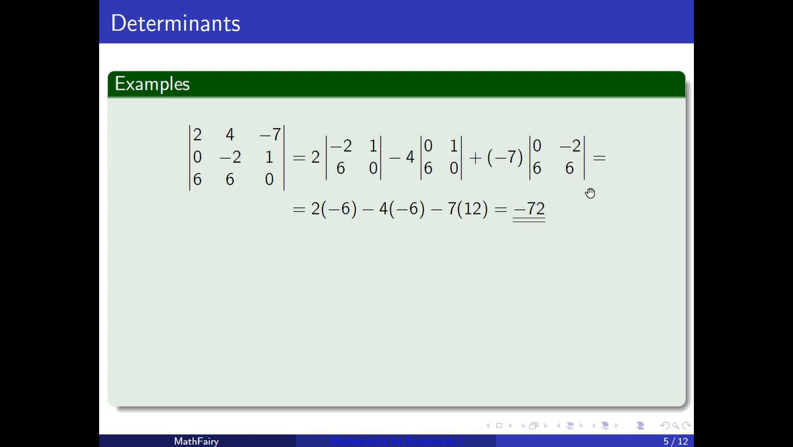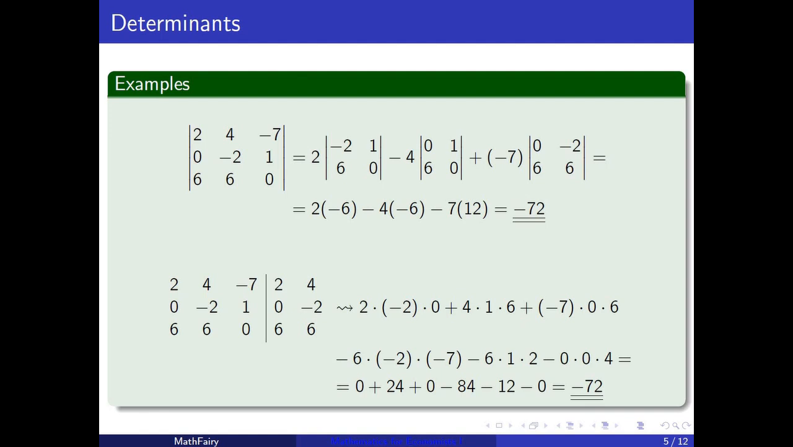I take negative 2 times 0, which is 0, and then subtract from it 1 times 6, giving me negative 6 for the first determinant. Then for the second 2 by 2 determinant, I multiply 0 by 0, which is of course 0, and then subtract from it 1 times 6, which gives me a negative 6 for that determinant. And finally, for the third 2 by 2 determinant, I take 0 times 6, which is of course 0, and then subtract from it negative 2 times 6, which is negative 12. So subtracting negative 12 from 0 gives me positive 12. And then I crunch the numbers here, I get negative 72.